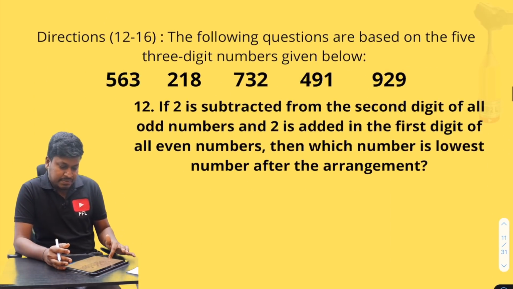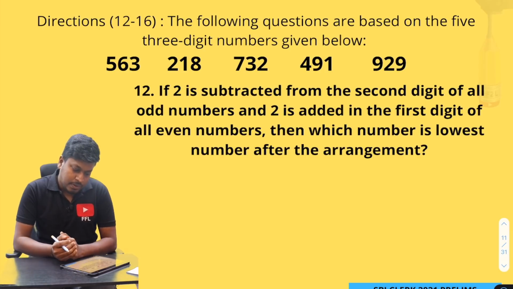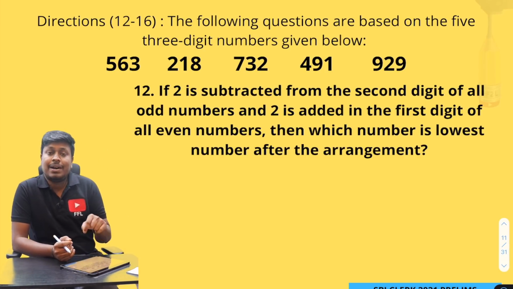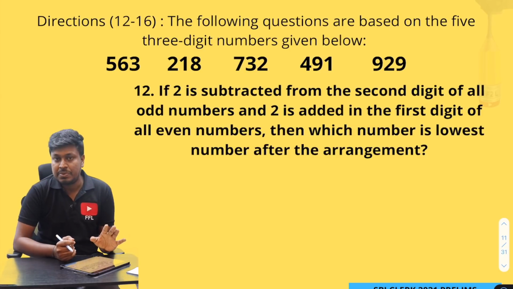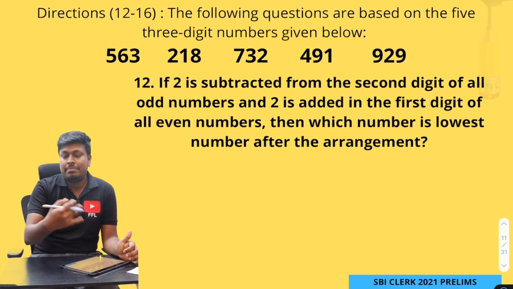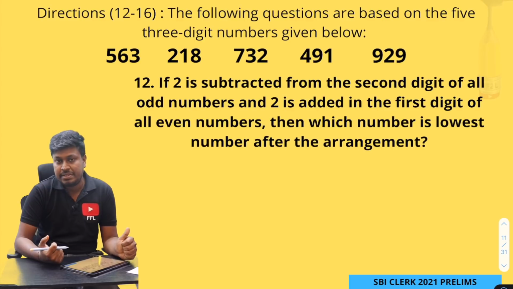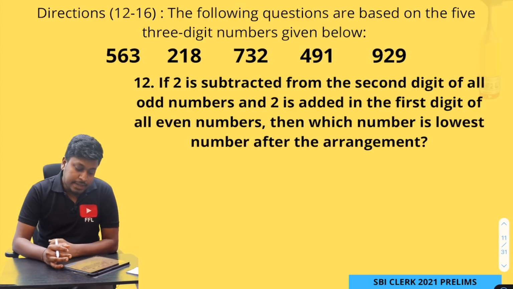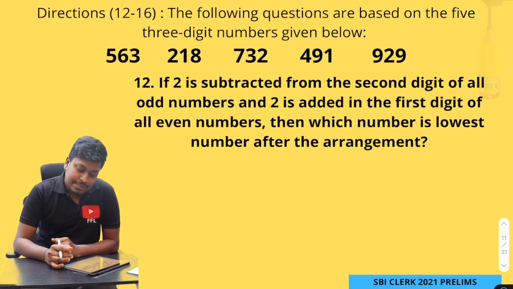So the next set of questions is based on 3-digit numbers. See, a similar question was asked in 2016 reasoning also. Same type of question, right? Usually they will give some series of numbers, and based on that we need to solve all the 5 questions. So first question, if 2 is subtracted from the second digit of all odd numbers and 2 is added to the first digit of all even numbers, which of the numbers will be the lowest number in the arrangement?